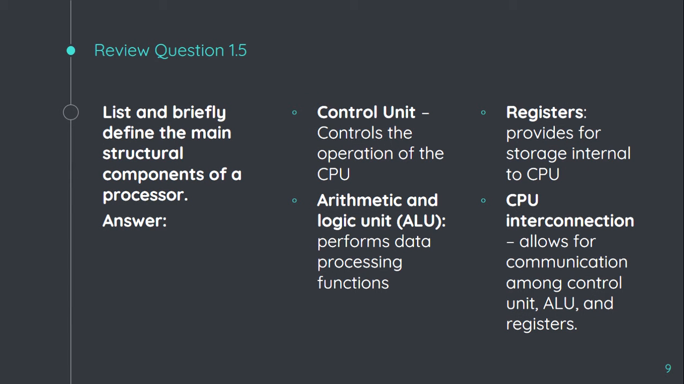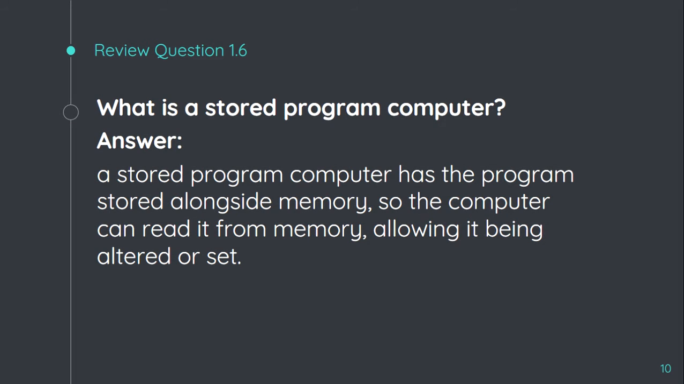Next, review question 1.5. List and briefly define the main structural components of a processor. The first one is the control unit, which controls the operation of the CPU. The second, the arithmetic and logic unit or ALU, performs data processing functions. The third, registers, provide storage internal to the CPU. The last one is CPU interconnection, which allows for communication among the control unit, ALU, and registers.